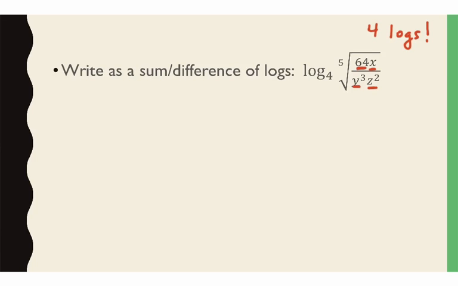Now the second thing I'd like to take a look at is this 5th root. That's kind of trapping all of those terms in it, right? And I can't do any splitting up until that 1/5 or that 5th root is dealt with. So what we need to do is think of that 5th root as an exponent, which is, of course, 1/5. So we have 64x over y to the third z squared. I'm going to think of that whole thing to the 1/5 power.